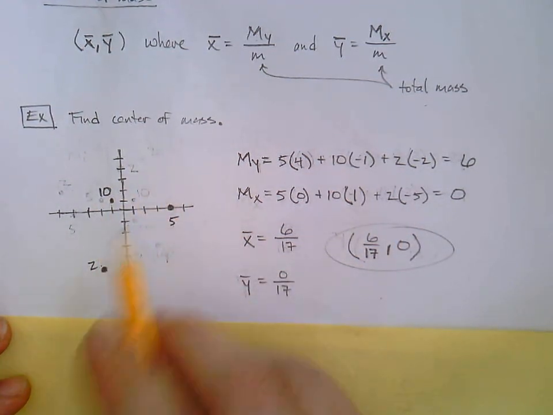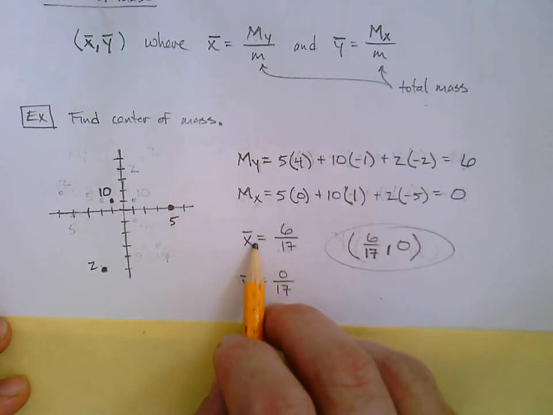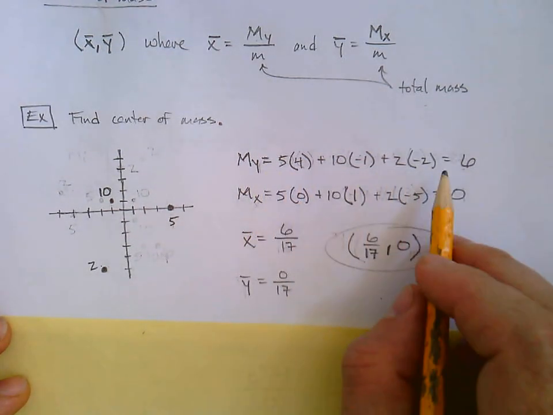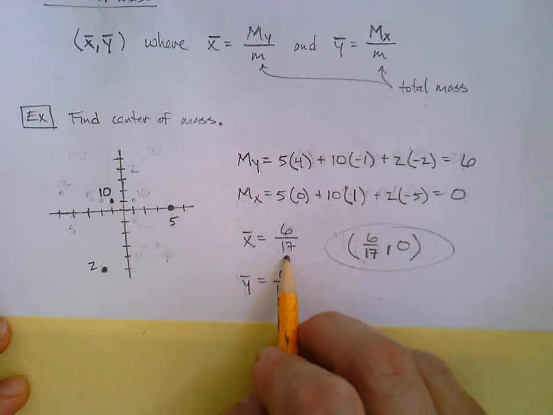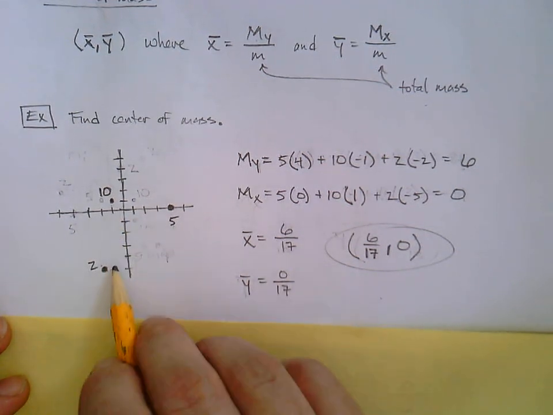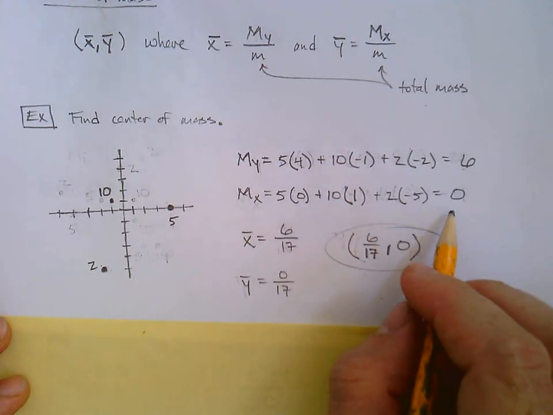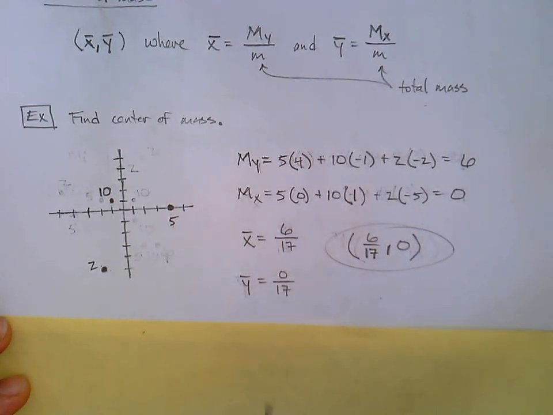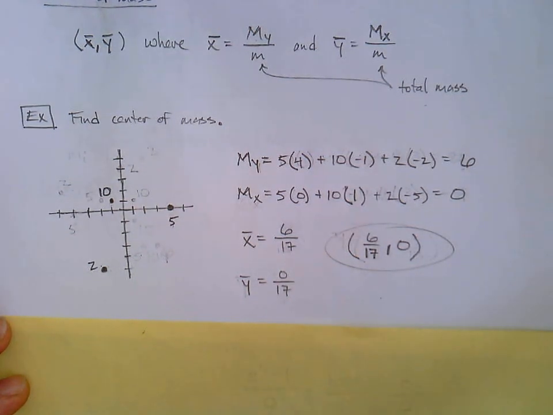It's only horizontal rotation. So then if you wanted to find x bar and y bar, you would take your respective moments. So x bar uses m sub y. And where does that 17 come from? That's the total mass, 5, 10, and 2. And y bar, well, that's m sub x over the same number, 17. So we can see the center of mass is 6 over 17 comma 0.